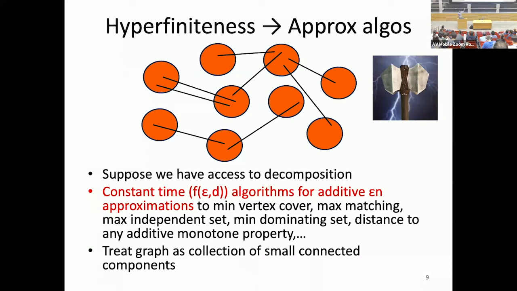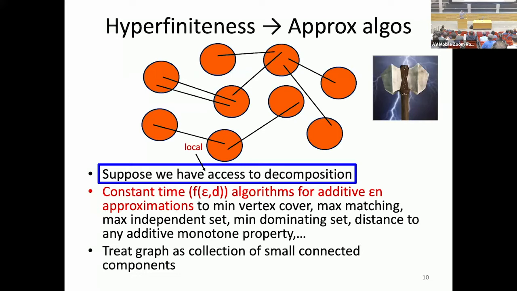Now, I said you can construct this decomposition in linear time, but then that would completely obviate the point. Why would you want constant time approximation algorithms on top of that if you're spending linear time? So what we would like is access to this decomposition, but we want local access to this decomposition. I'll explain that formally shortly, but you can interpret it this way: given any vertex, you want to know which piece it lies in. Find the connected component of the hyperfinite decomposition.